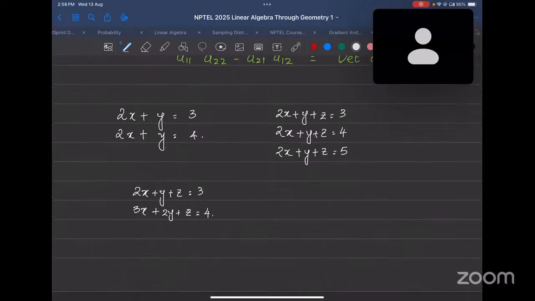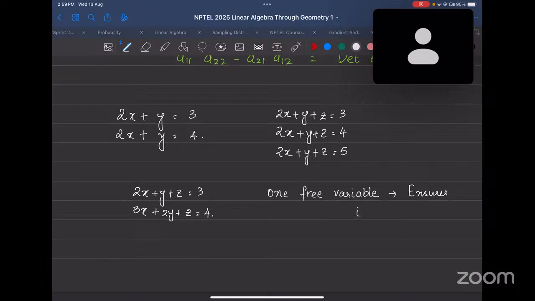Okay, fine. So we have this. When you look at this system of equations where you have two equations and three variables, there is always one free variable which will remain. Whenever there is a free variable, you can have only one of these two. This free variable ensures there are infinitely many solutions because it can take any arbitrary value. So this ensures infinitely many solutions.